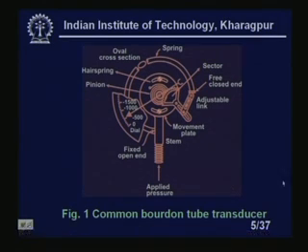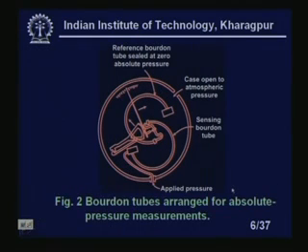Now see, this is the Bourdon tube arranged for absolute pressure measurements. You see what will happen here: we have a case open to atmospheric pressure, we have a sensing Bourdon tube here. This is the applied pressure. So there are two C tubes actually connected back to back. The reference Bourdon tube is sealed at 0 absolute pressure, totally evacuated and sealed. There is no free end, that means there is no question of giving any input to this, whereas here I am giving the input.